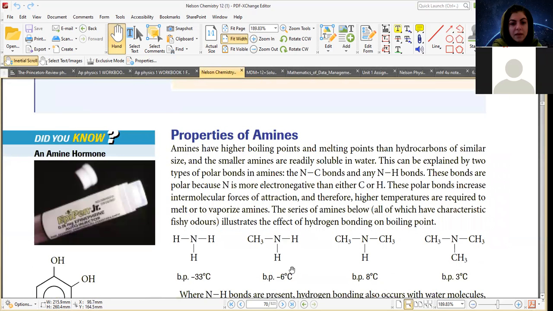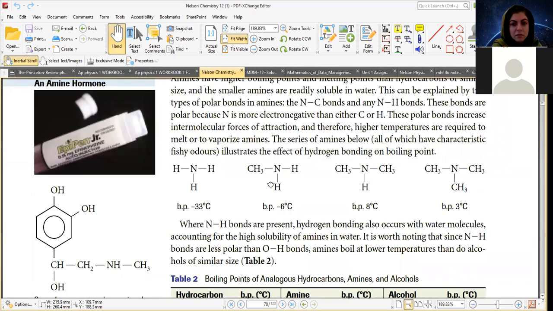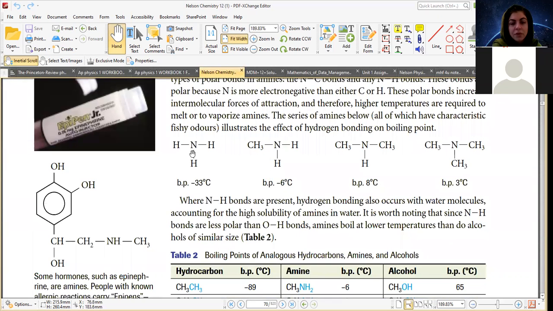Properties of amine. Boiling point: just compare the boiling point as you go from the first degree to the third degree, and compare it to ammonia. You see it is increasing. Why? Because you have more electrons, more protons here. The intermolecular force is going to be much higher here. And that's why the boiling point is increasing.